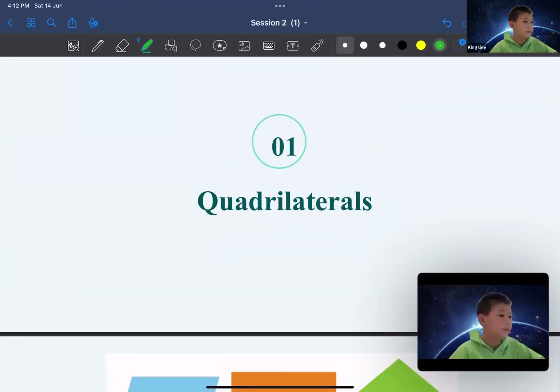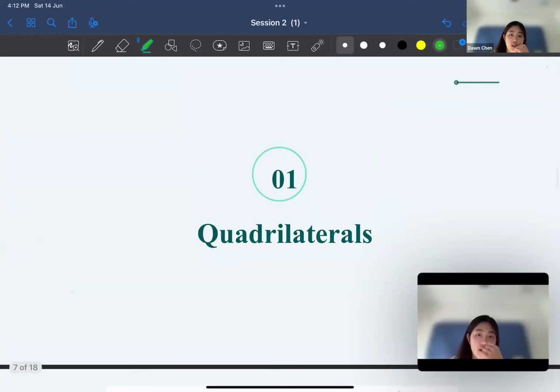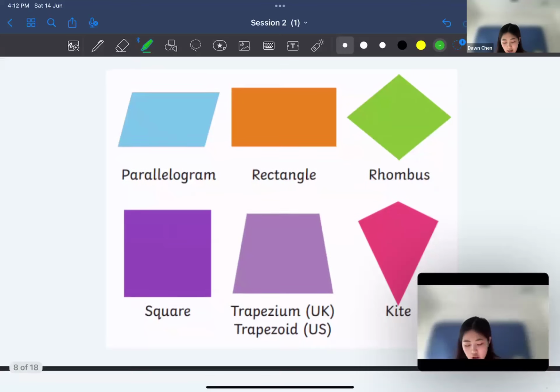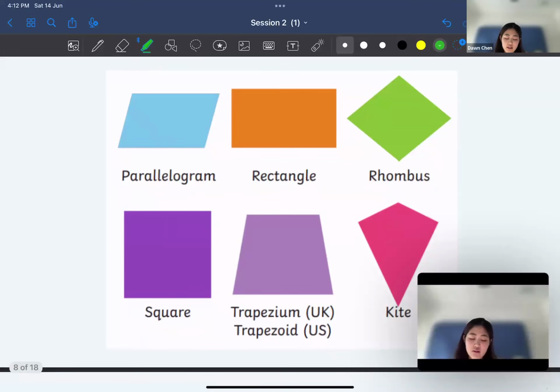A four-sided shape. Yeah, exactly. So a quadrilateral is basically just a type of polygon, and specifically it has to have four sides. It's a four-sided polygon, right? And some special types of quadrilaterals that you might be familiar with are the parallelogram, rectangle, rhombus, square, trapezium, and the kite. Does everyone know all these shapes, or is there one that you're not too familiar with that we could talk about a little?